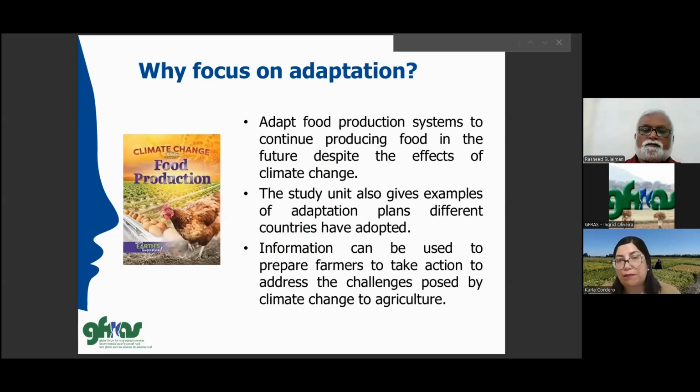Why should we focus on adaptation? Because adaptation of the food production system is vital and crucial to be able to produce food in the future despite the effects of climate change. We need to ensure food security. The study unit will also give you examples of adaptation plans that different countries have already adopted, and information you can use to prepare farmers to take action to address the challenges posed by climate change in agriculture.